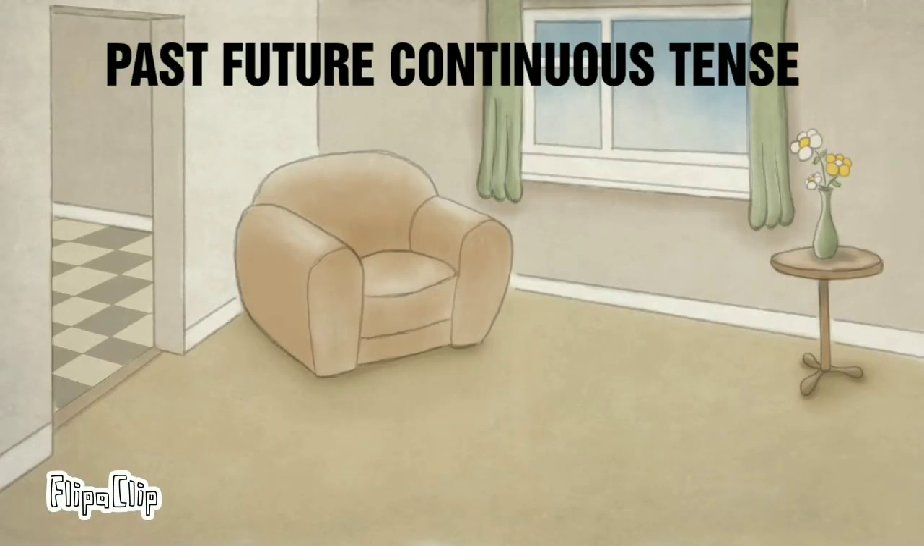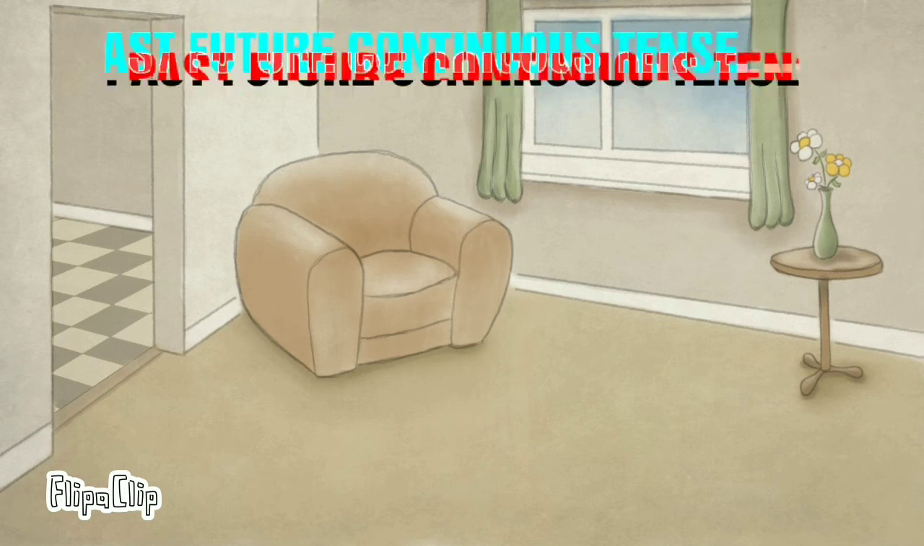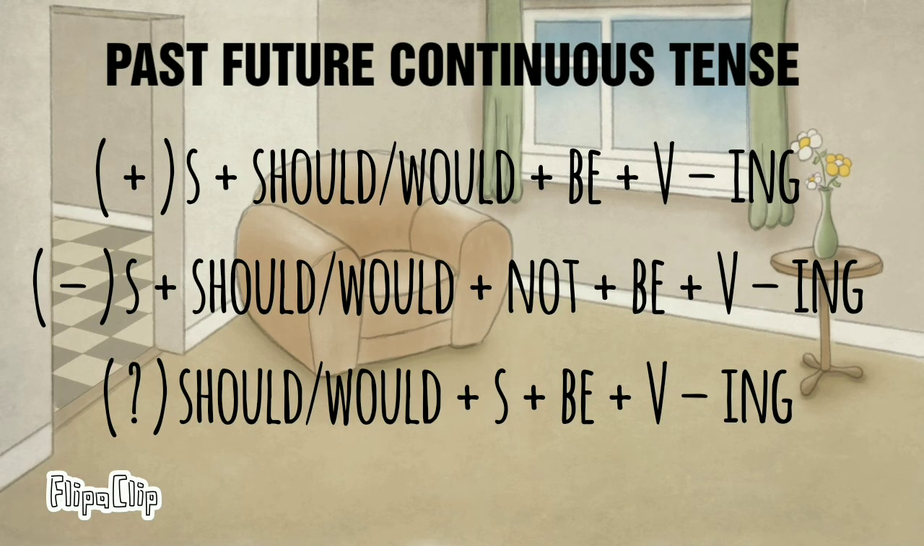Past future continuous tense. Past future continuous tense, the structure is subject plus should or would plus be plus base verb plus ing. If negative, subject plus should or would plus not plus be plus base verb plus ing. And question, should or would plus subject plus be plus base verb plus ing.